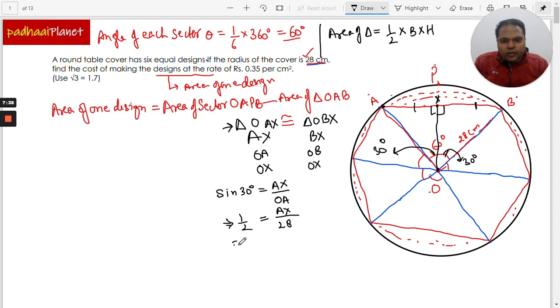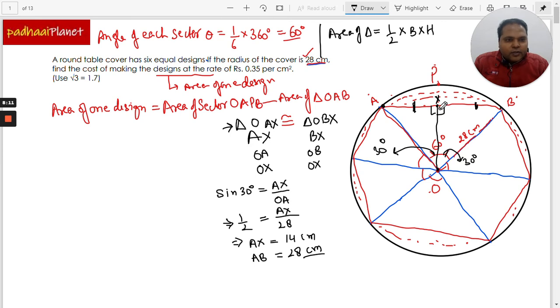So now we can say that AX is equal to 14 centimeters, right? So this is how we have got the value of AX. And if the value of AX is 14 centimeters, that means the complete AB will be double of this, right? So we can say that AB is equal to 28 centimeters, right?